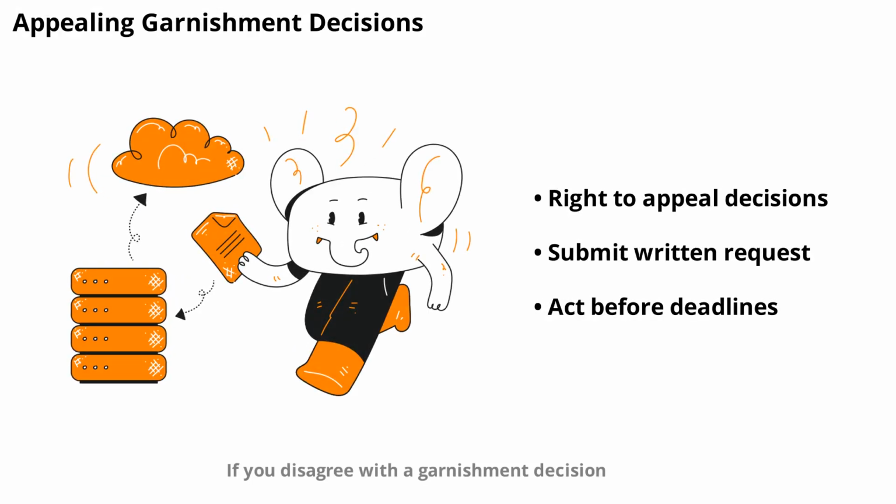If you disagree with a garnishment decision, you have the right to appeal. The appeals process varies by agency, but usually involves submitting a written request and supporting documents. You may need to explain why the garnishment is incorrect or unfair. If your appeal is successful, the garnishment may be reduced or stopped. Always act quickly, as there are deadlines for filing appeals.